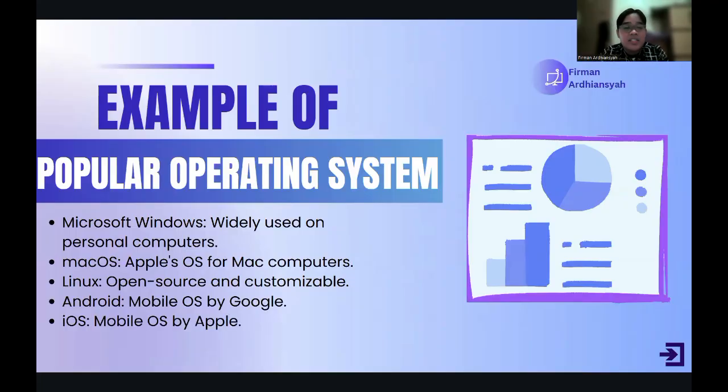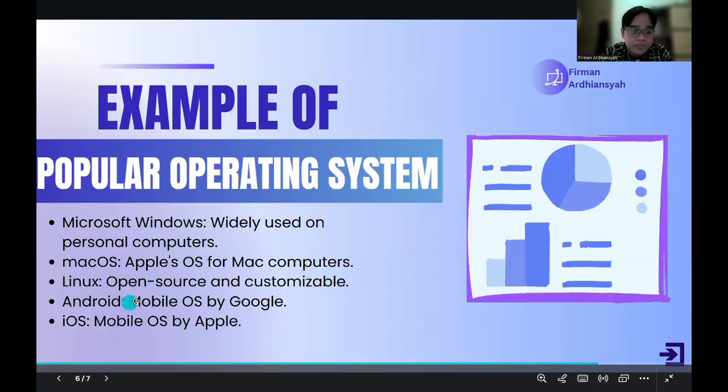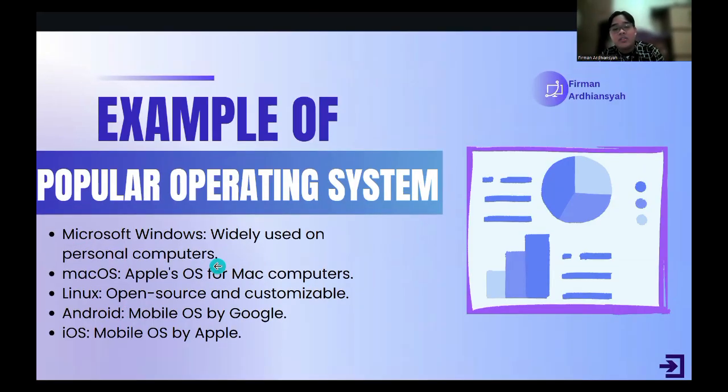Here are examples of popular operating systems. Number one is Microsoft Windows. Yes, it's widely used on personal computers. And number two is macOS. macOS is Apple's OS for Mac computers.